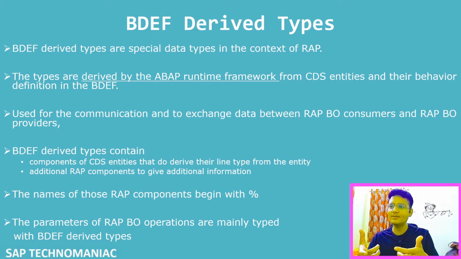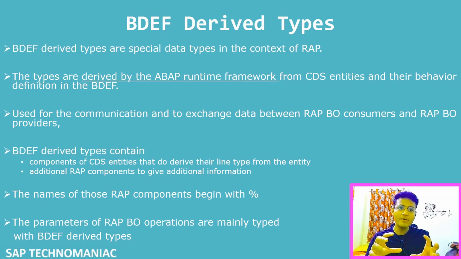As the name itself suggests, this derived type is derived by the ABAP runtime framework. Based on your CDS entities and your behavior definition language, it will be automatically derived by the ABAP runtime environment. That is the reason we call them derived types. So what is this derived type actually?